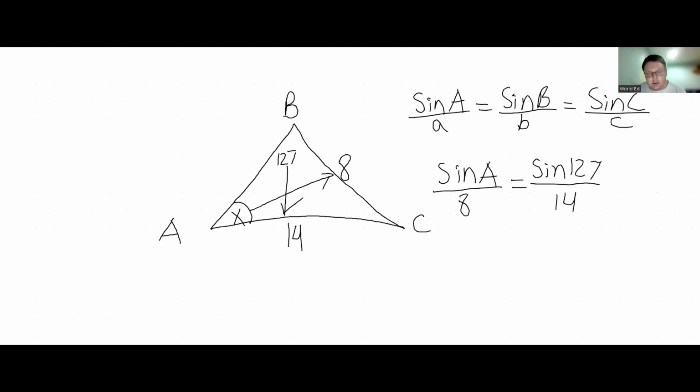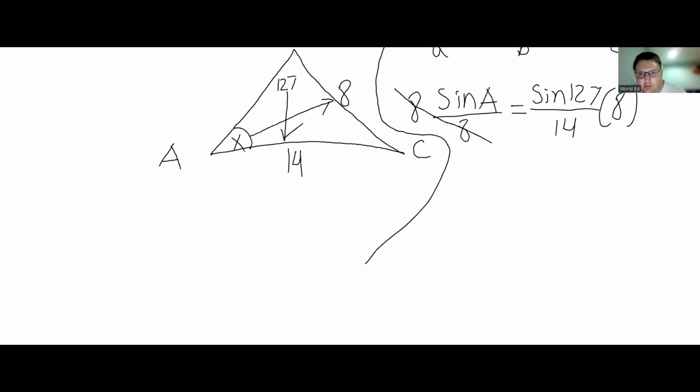Now, the goal is to get angle A by itself. So right now we have sine of some unknown angle divided by 8. So how do we get rid of that 8? What's the opposite of divide? Multiply, right? So you multiply both sides by 8. Here, I'll box this off a little bit so it's easier to see. Okay, so now the 8 cancels out, and so now we have sine of angle A equals 8 times sine of 127, all divided by 14.